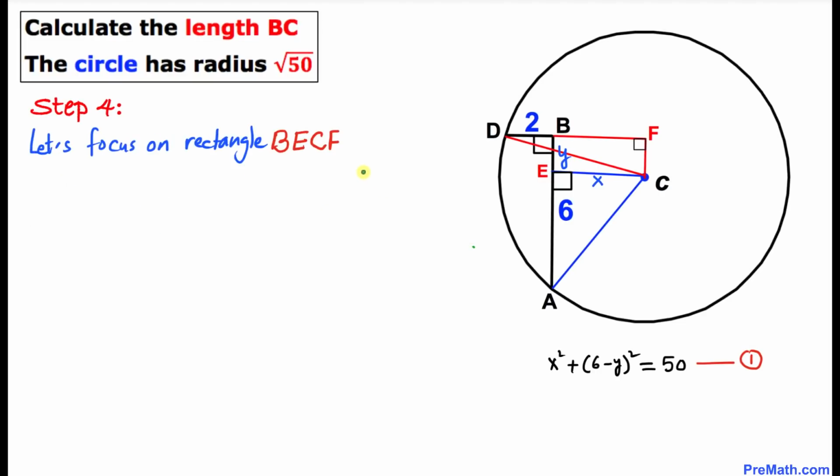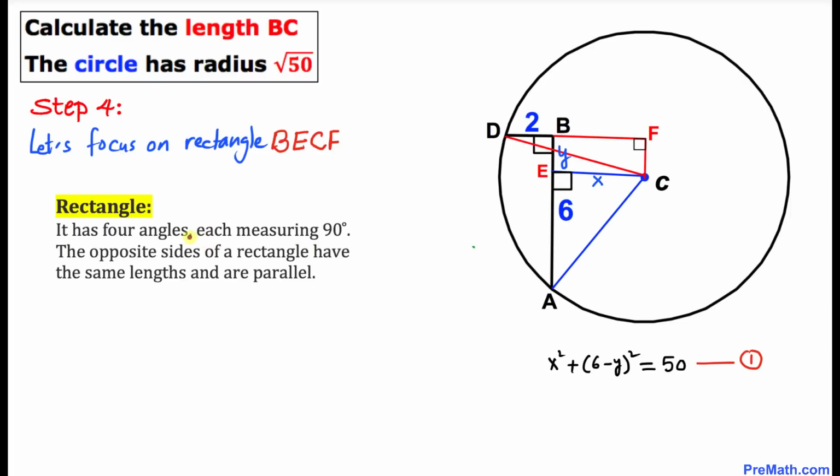And now in this next step, let's focus on this rectangle BECF. And here's the definition of a rectangle. It has 4 angles, each measuring 90 degrees. The opposite sides of a rectangle have the same lengths and are parallel. So that means this side is equal to this opposite side, and likewise this side is opposite to this one. That means this CF is going to be Y as well, and then BF is going to be X.